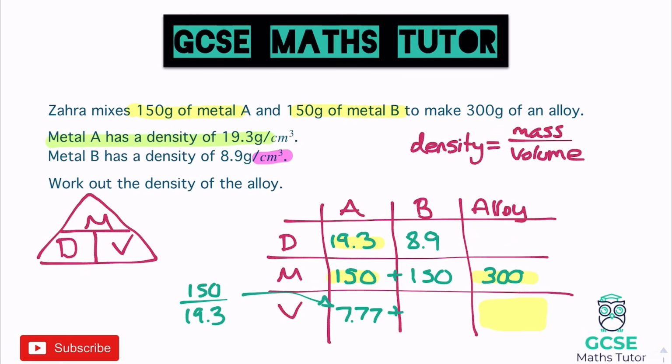I'm going to do the same again for the other volume. For this column B here, I'm going to do 150 divided by 8.9, and that gives me 16.85 to 2 decimal places. Now we've got those 2 volumes, we can add them together. For that final volume of the alloy, we're just going to do 16.85 add 7.77, and that gives us a total of 24.62.